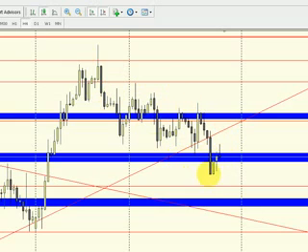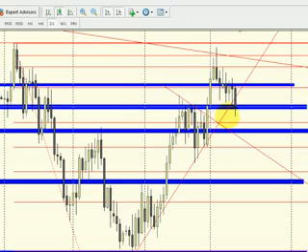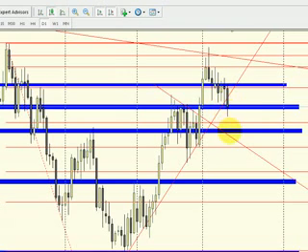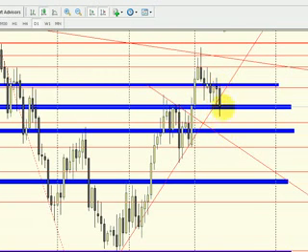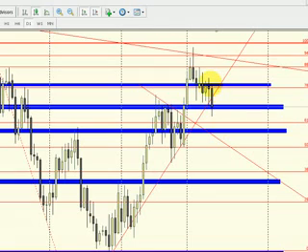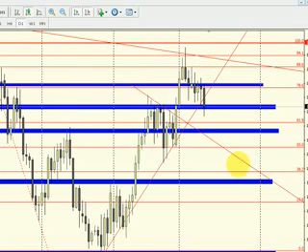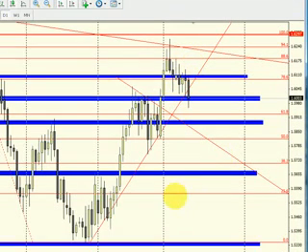So let's wait. If we break below that low of the previous 4-hour bar, which is this one, then we can probably go short. If we climb back up and go above that high, then we can probably go long. But let's just wait and see what happens. So that's my take for the 13th. Well, it's Sunday the 13th now. Tomorrow is Monday the 14th.